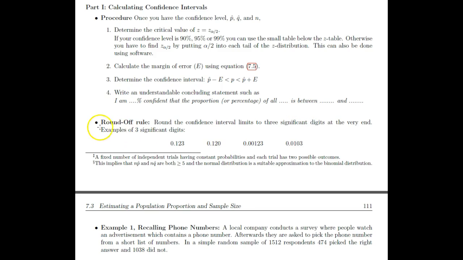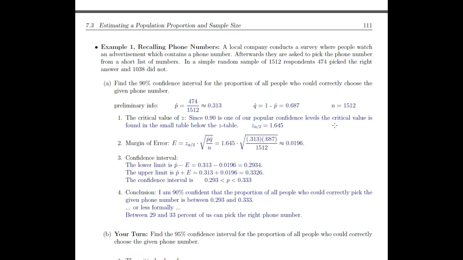So the author gives a round-off rule here. I think that's a fine round-off rule. They say 3 significant digits at the very end. I probably won't strictly stick to that round-off rule myself. If your answer is given to you as whole number percentages, I might go to one more decimal place than I was given. But they're both perfectly fine rules. So let's do an example together.